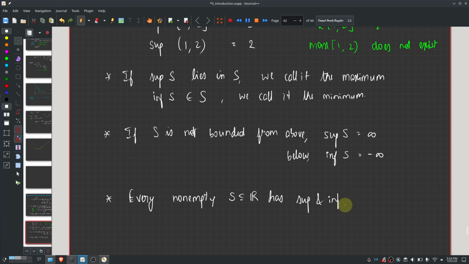If you take any non-empty subset of the reals, it will always have a well-defined supremum and a well-defined infimum, but the maximum and minimum may not exist. And again, this is important because suppose we are trying to optimize a function subject to some set of constraints. The function may have a supremum, it may have an infimum, but it's possible that the maximum and minimum do not exist. So in other words, it's not possible to achieve the maximum.